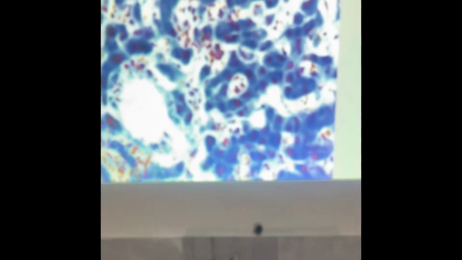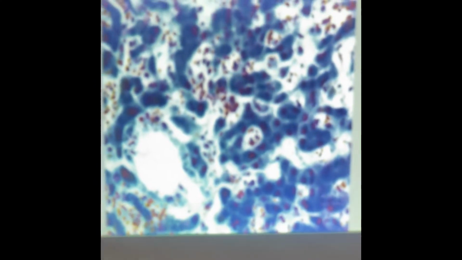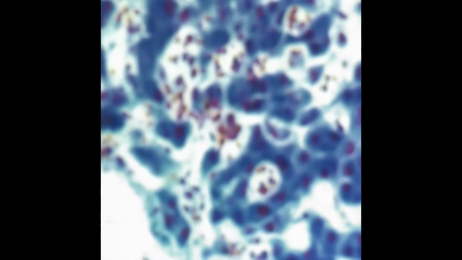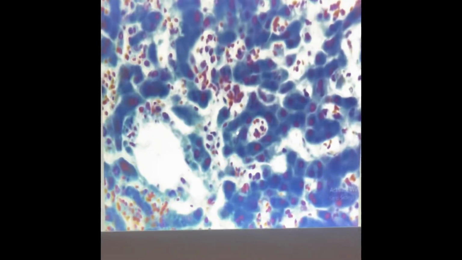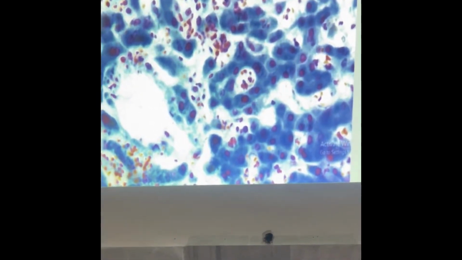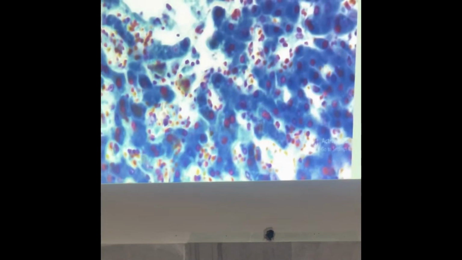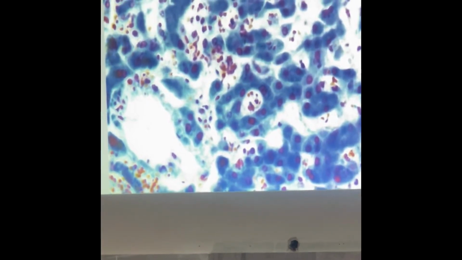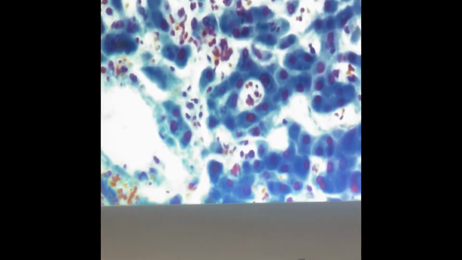The most important lesion, the most important abnormality which is found in the hepatocyte, is what? Take a look at the hepatocyte and tell me, is this a reversible cellular swelling or irreversible? What happened to the hepatocyte, especially around the central vein?